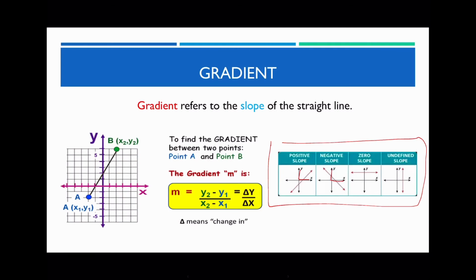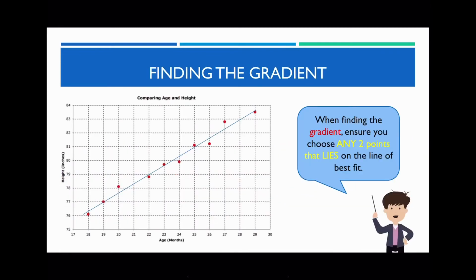You don't really need to know that, but the most important part is knowing how to calculate the gradient, which is y2 minus y1 over x2 minus x1. And I do want to emphasize this again: whenever you're finding the gradient, please ensure you choose any 2 points that lie along the line of best fit. For instance, if I was to find the gradient for this particular example, I'll be choosing these 2 points, because although one of them is not exactly part of the data set, these two coordinates lie along the line of best fit.